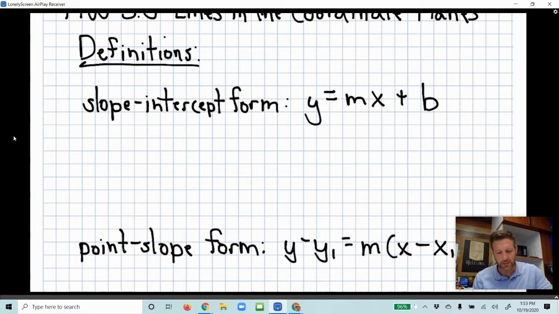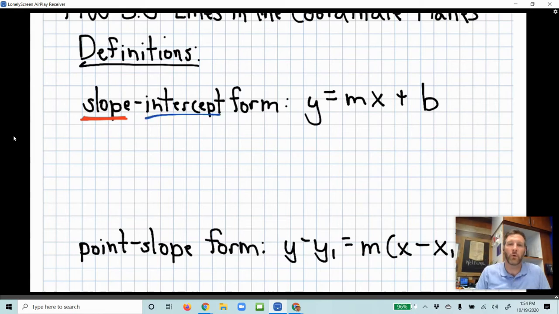Sermon for the day. Slope-intercept form is y equals mx plus b. And it's called slope-intercept form because it has two key points. Trust me, sometimes names in math don't seem too meaningful, but this does. It's because it has the slope and it has the intercept.